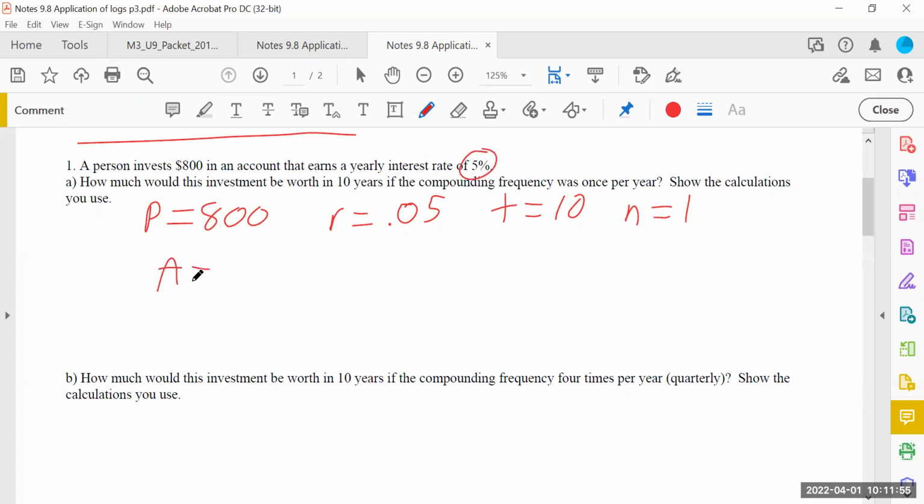So the amount we have, $800 times 1 plus 0.05 divided by 1 raised to the 1 times 10. I've put parentheses in here to make sure I know what order of operations I should be doing. If I see this on your test, you're getting full credit, okay? But I'd really like you to be able to figure out what that is, because don't you want to know how much your money is worth after 10 years? So let's try it. Let's put it in a calculator.